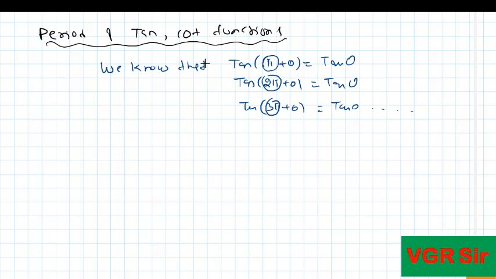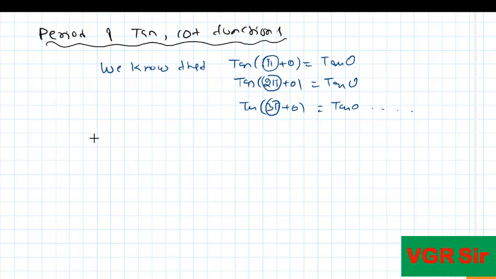2 pi is the period of sine and cos functions. Pi is the least one. 2 pi is also satisfying, but pi is smaller than 2 pi. So pi is satisfying the condition tan of t plus theta equal to tan theta. That means t is equal to pi here. Pi is taken as the period of tan function.